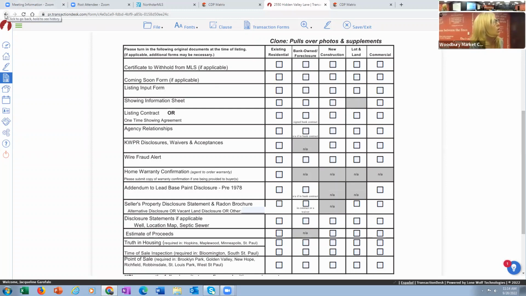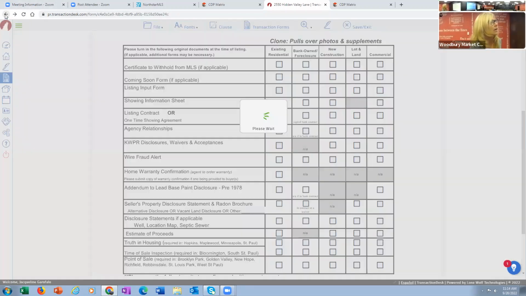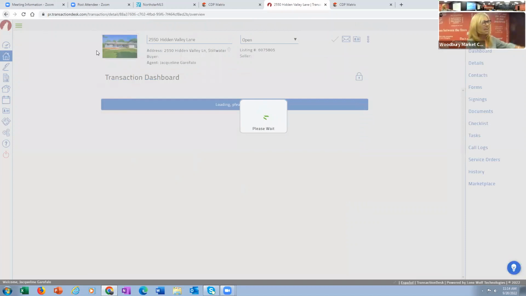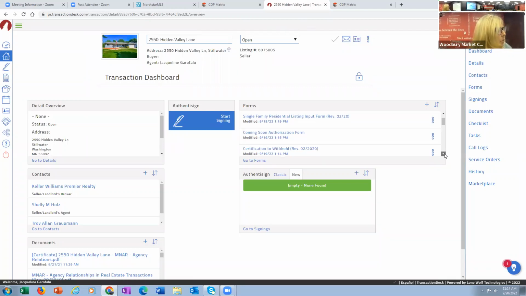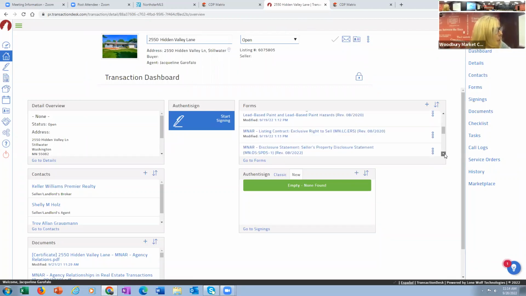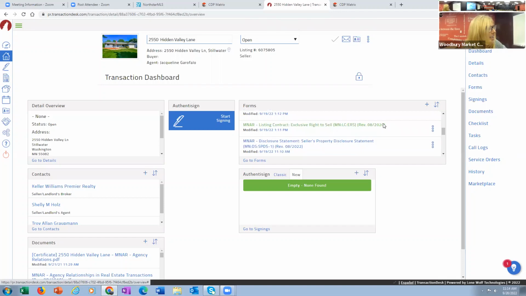Okay, so let's start with the listing contract. We only have like 5 minutes per form, and I'm not real fast with the mouse. So here's our listing contract. Yay.